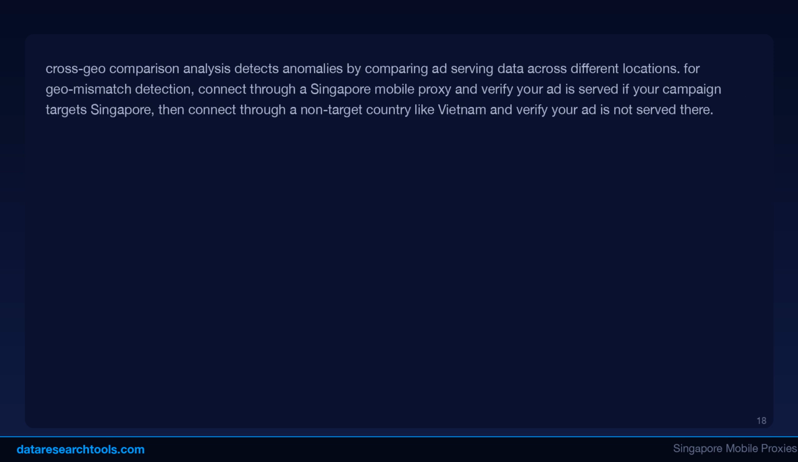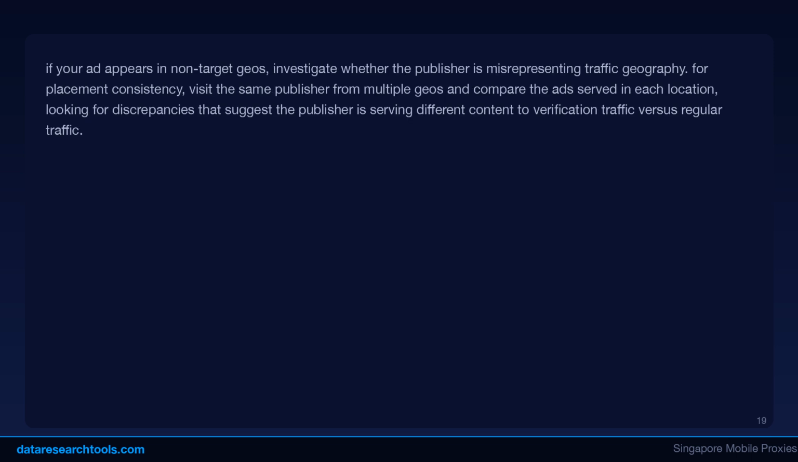For placement consistency, visit the same publisher from multiple geos and compare the ads served in each location, looking for discrepancies that suggest the publisher is serving different content to verification traffic versus regular traffic. For volume validation, compare impressions reported by the ad network for a specific publisher against the traffic that publisher actually receives, and flag publishers claiming significantly more impressions than their actual traffic supports.